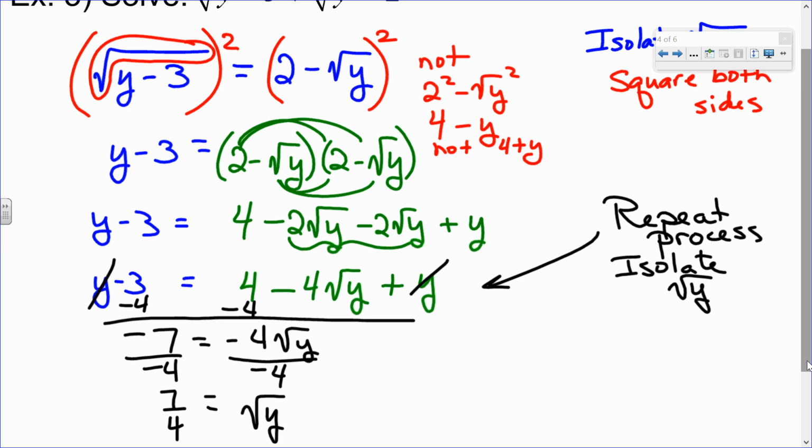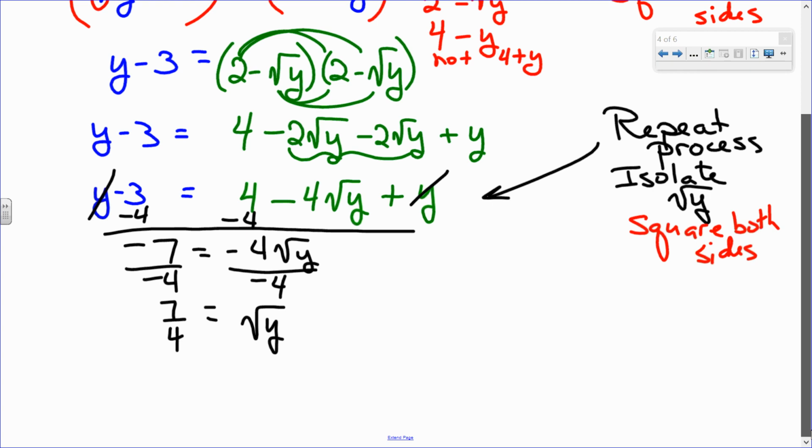Continuing this, repeating the process, that includes squaring both sides again. But this time that's easier and doesn't involve foiling. If I square just the root y, I have the regular y that I want, and 7 over 4 times 7 over 4 is 49 over 16.